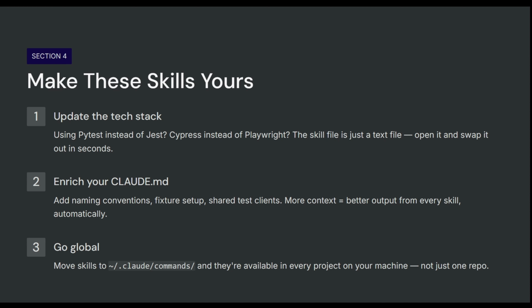Okay, so you've got the 5 skills, but here's the thing. These are starting points, not finished products. You want to make them fit your project. Here are 3 things worth doing. First, you should update the tech stack in the instructions. If you're using PyTest instead of Jest, Cypress instead of Playwright, just change it. The skill file is literally just a text file. Open it in VS Code and swap it out.